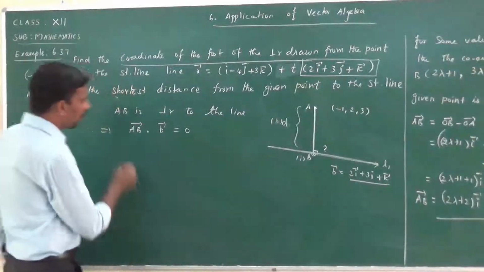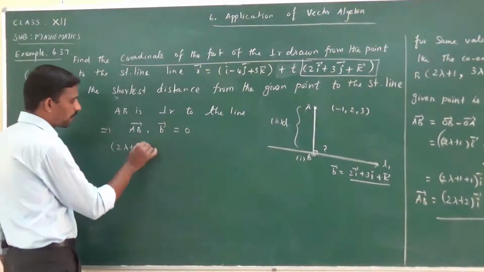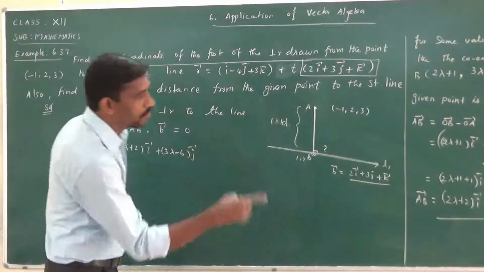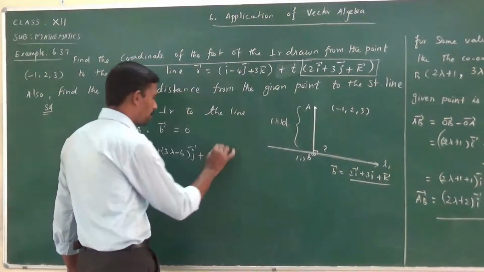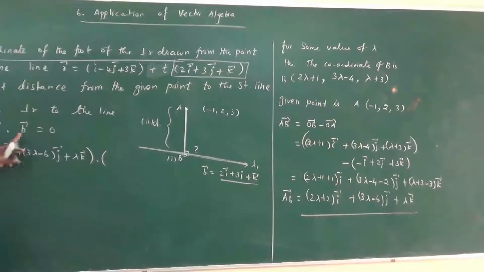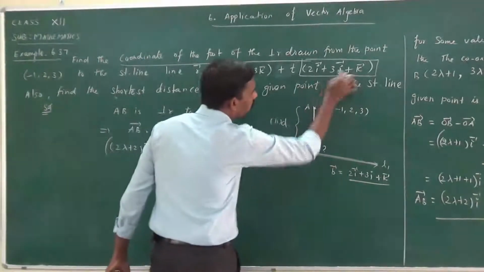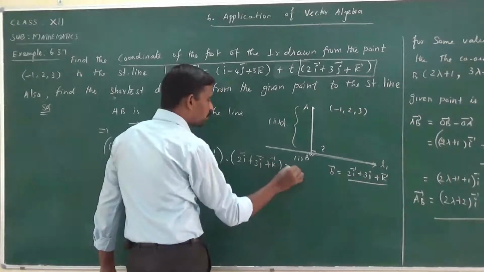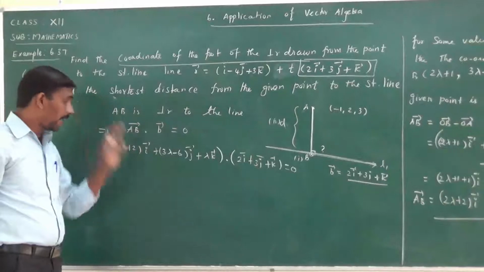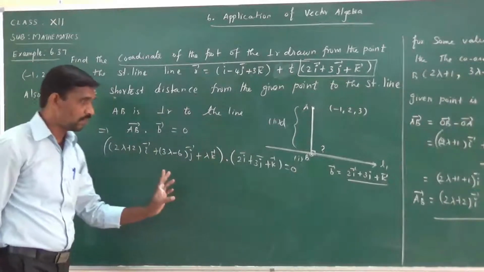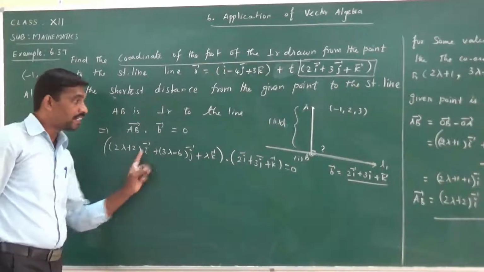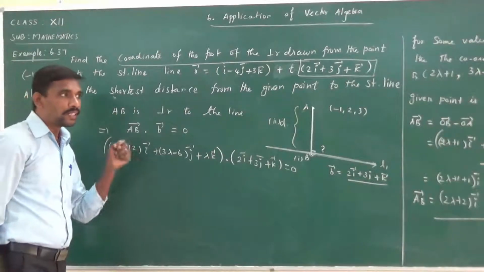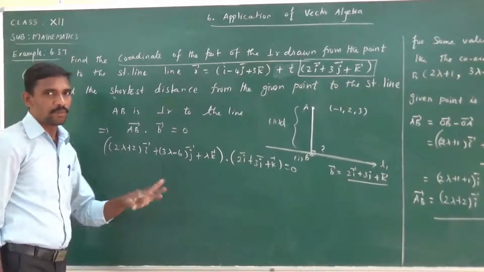What is the AB vector? (2 lambda plus 2) into i vector. Next one, (3 lambda minus 6) into j vector. Next one, plus lambda k vector. Dot. Now the b vector. What is the b vector? We want to take it from the line. So 2i vector plus 3j vector plus k vector equal to 0. In a dot product, i dot i is 1, j dot j is 1, k dot k is 1, i dot j is 0. So for the same unit vectors, the dot product will be 1. For different unit vectors, the dot product will be 0.